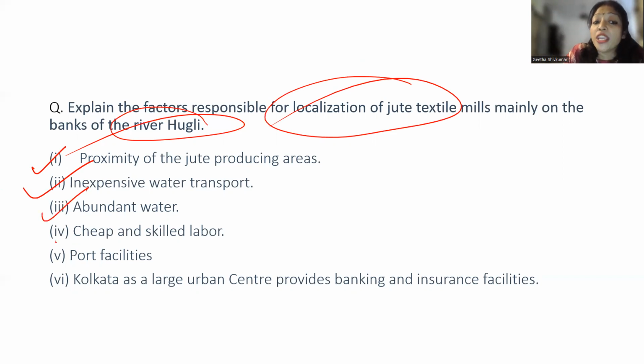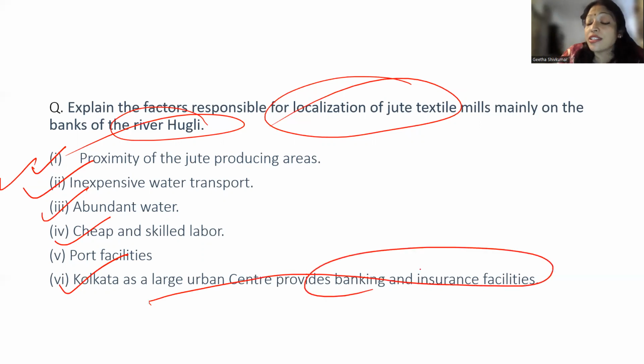Abundance of water, cheap and skilled labor, not only from West Bengal but from Bihar, Orissa, and whichever states are nearby; they get cheap labor from there too. Then port facilities are very good, and Calcutta is a large urban center which provides banking and insurance facilities.